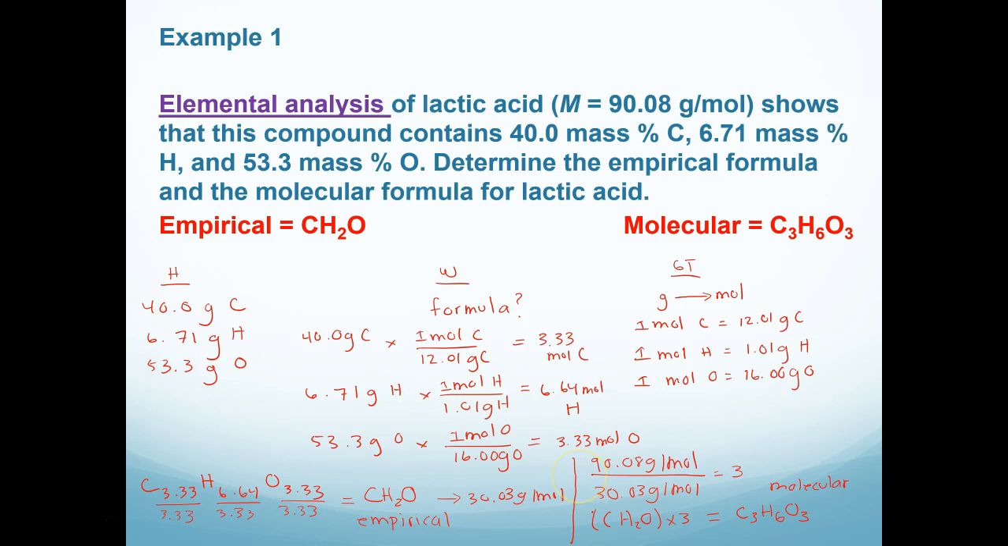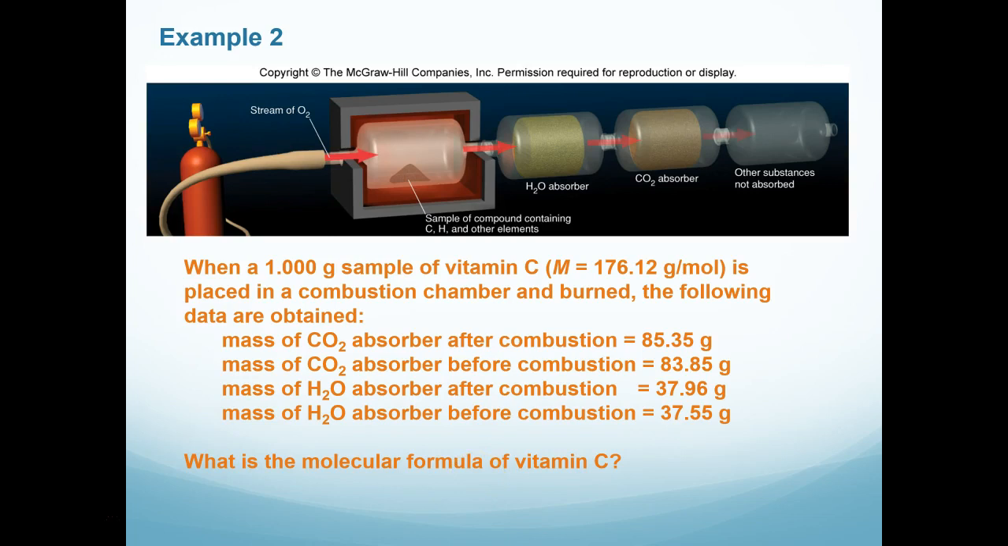So I want to show you one other type of problem. So we have those there. And here's another type of elemental analysis problem that we'll talk about more in class. But essentially here we are taking a 1 gram sample of vitamin C, and we don't know the molecular formula, but we do have the mass of it, the molar mass. We place it in a combustion chamber. So anytime we're doing a combustion and vitamin C is an organic compound, we mix it with oxygen gas and we produce carbon dioxide and water. So it's burned and we have this chamber.